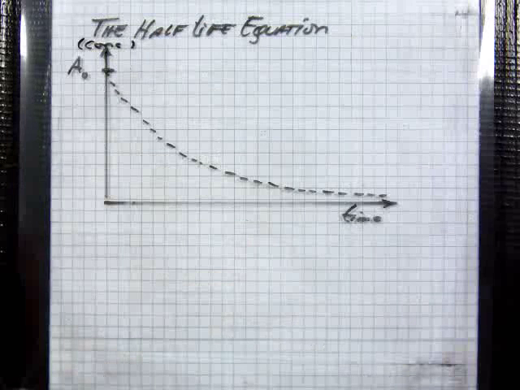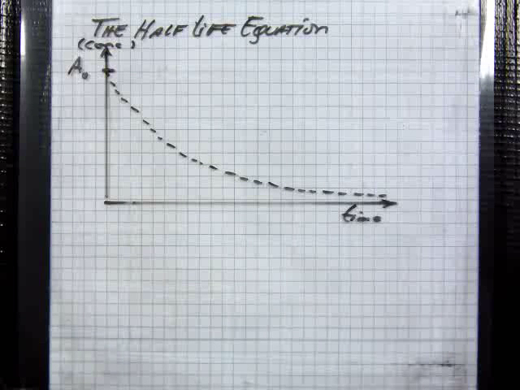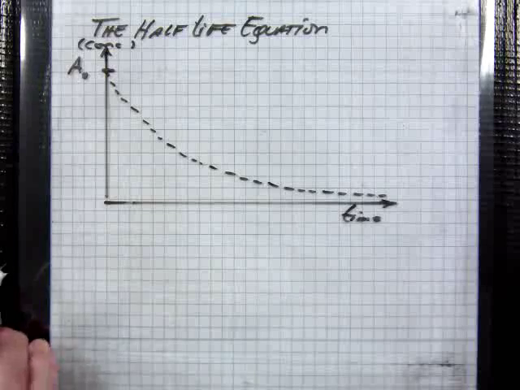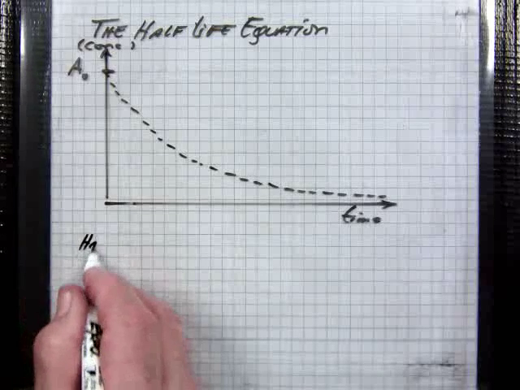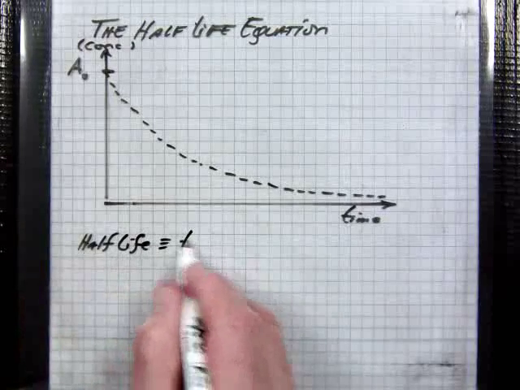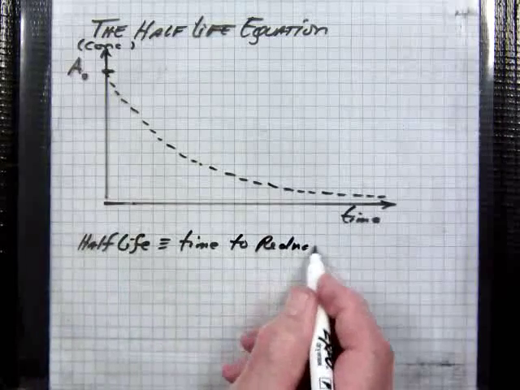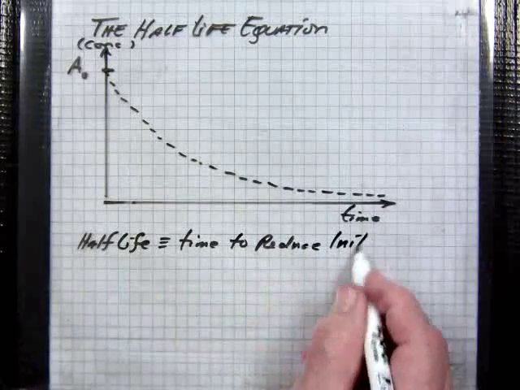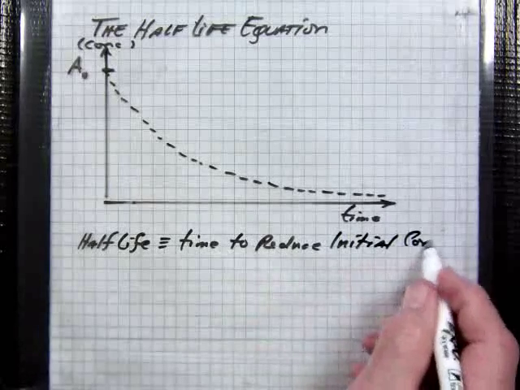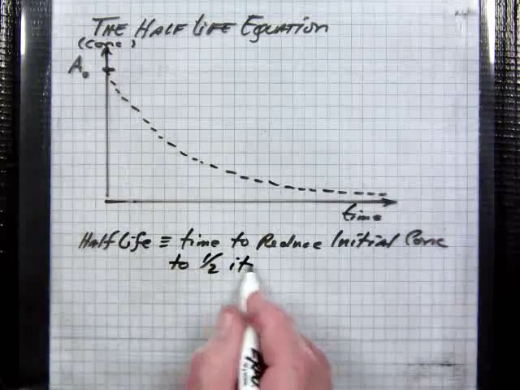Well, so we want to derive from the first order decay equation the half-life equation, which will be the second important equation you'll need. Well, half-life, by definition, is the time to reduce the initial concentration to 1/2 its value.